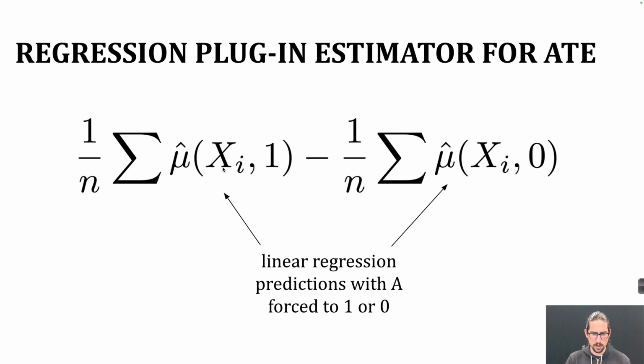use your regression model to impute or to predict what everyone's outcome would have been if they had gotten the exposure or treatment, and then do the same assuming that they hadn't, and then take the average outcomes across the whole population, assuming they all got treated, and minus the average outcome in the whole population, assuming they didn't get treated.